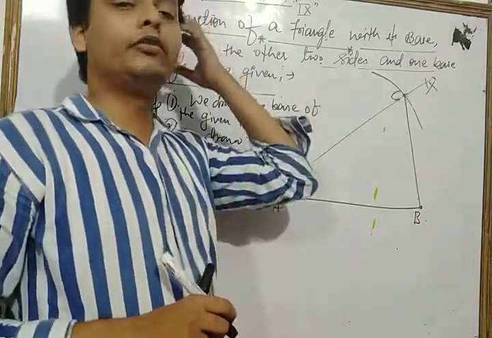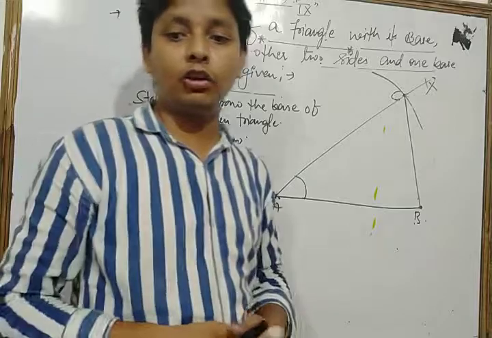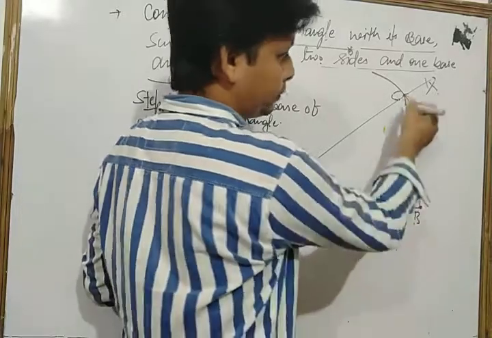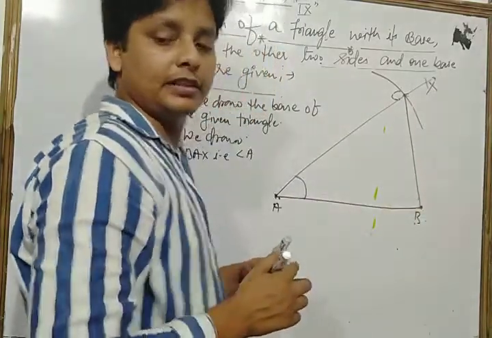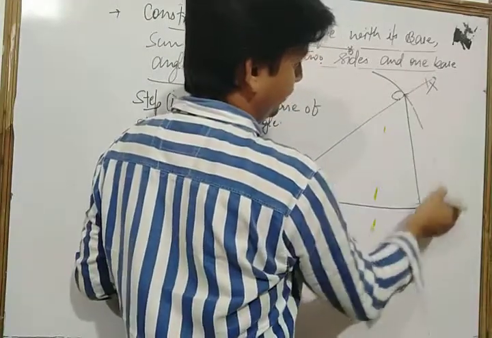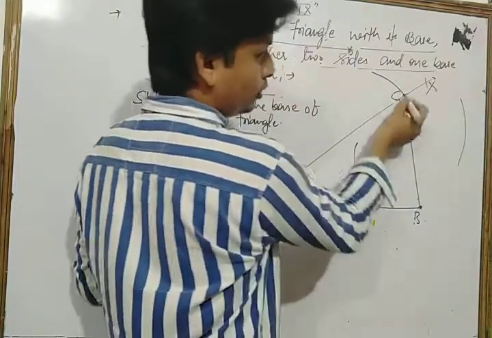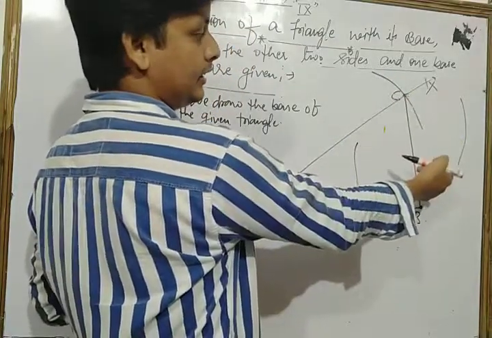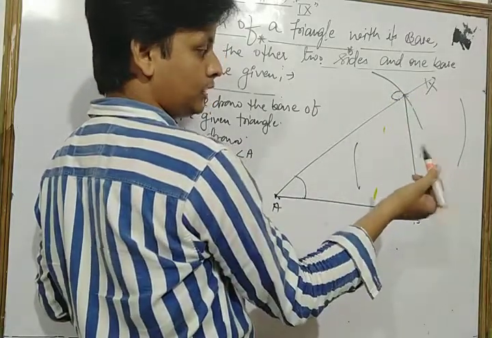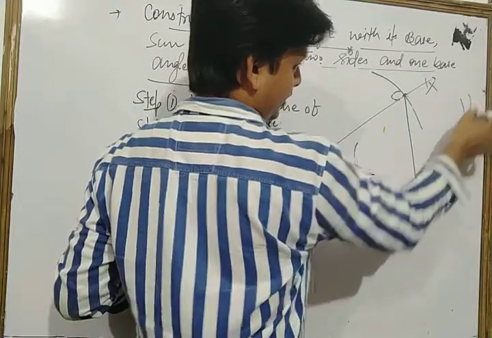Now, after that, we draw the perpendicular bisector of BC, meeting AC at some point. You know the procedure for constructing the bisector of a line. We take B as center and a distance more than half of BC, and cut two arcs on both sides. Then taking C as center and the same radius, we cut another two arcs in this way.